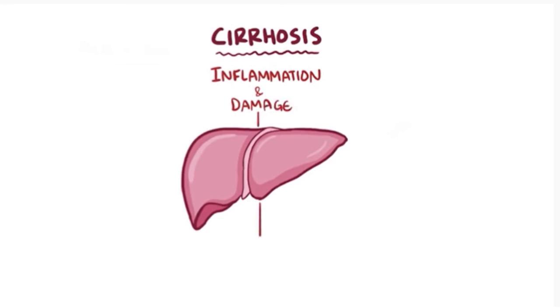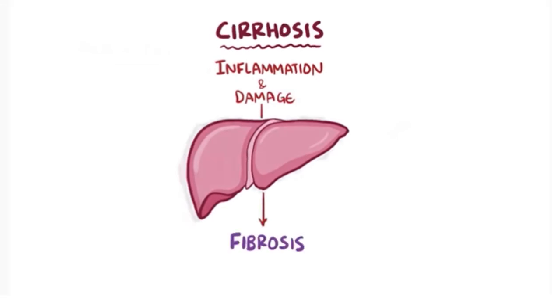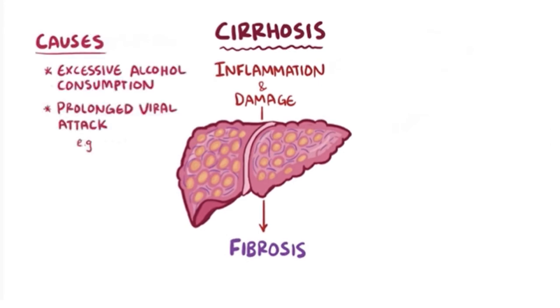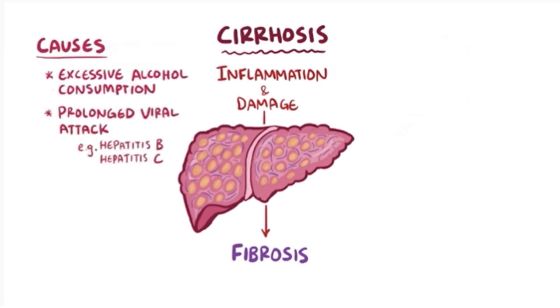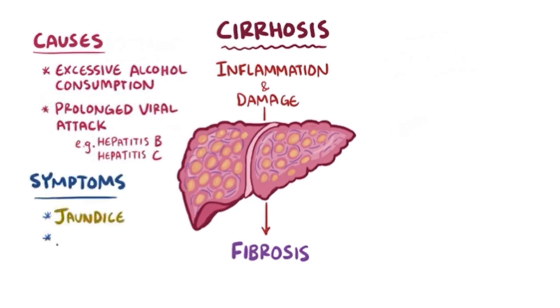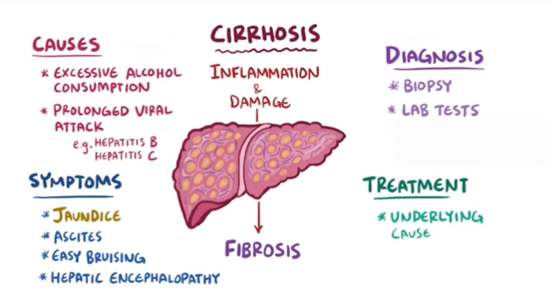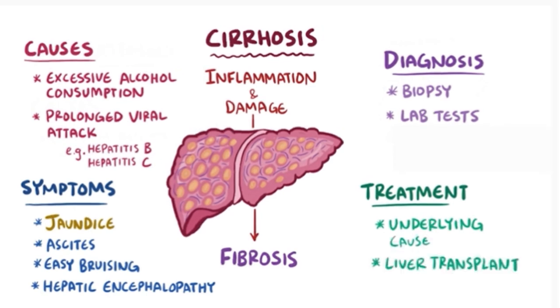So, cirrhosis is inflammation and damage to the liver, which results in fibrosis, and the causes are excessive alcohol and prolonged viral attack like Hep B or C. The symptoms are jaundice, ascites, encephalopathy, and easy bruising, the diagnosis is biopsy or labs, and the treatment is the underlying disease or liver transplant. This is the summary of cirrhosis.